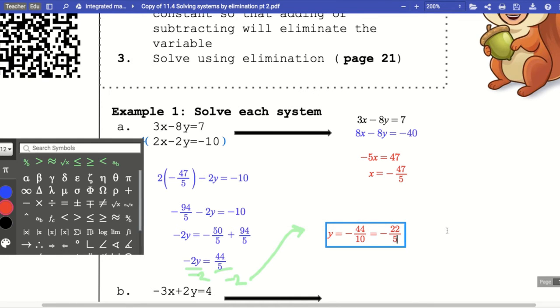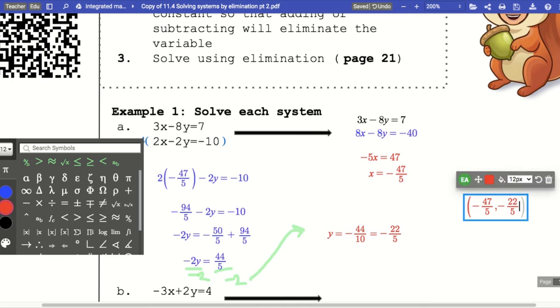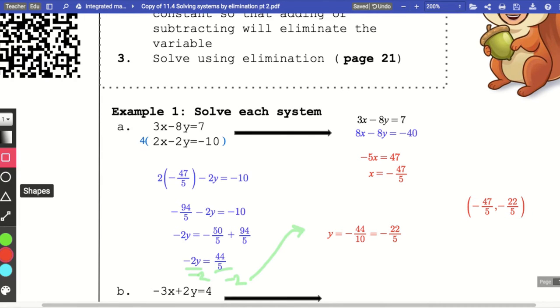And then my answer is this lovely coordinate that we've gotten, which is not my intention to have this fraction, so I must have done something wrong, obviously. From negative 47 over 5, and then negative 22 over 5. So that is the point at which these two lines will intersect. Sorry about that. Hopefully the next one's not as cringy as this one is.